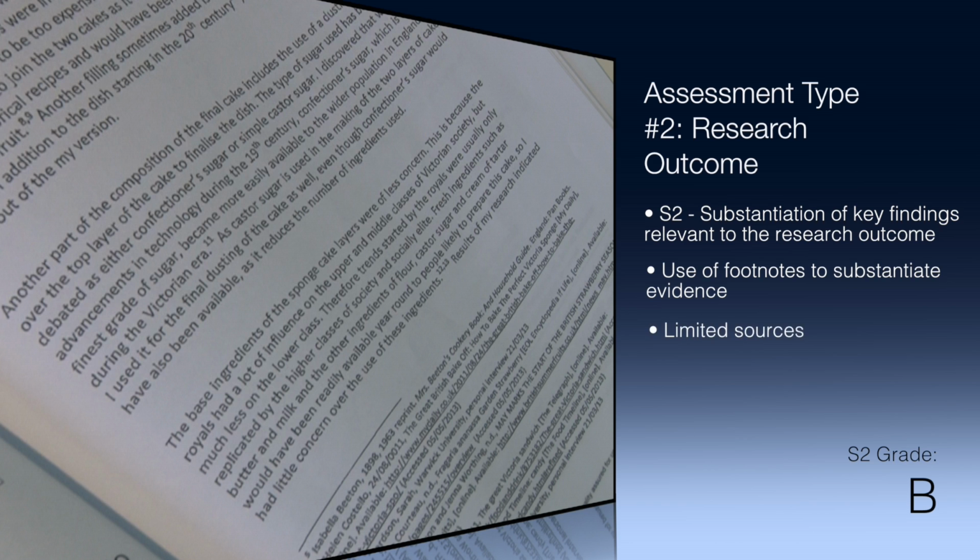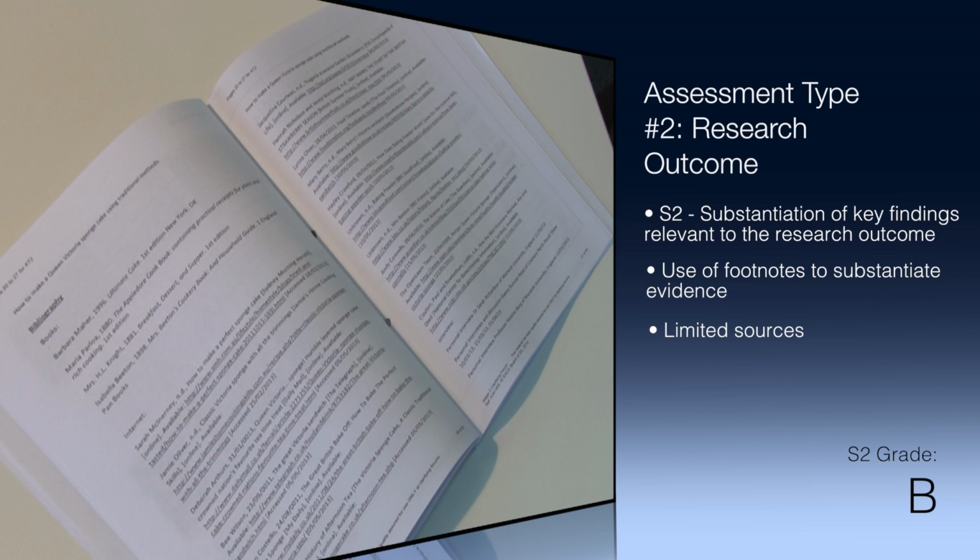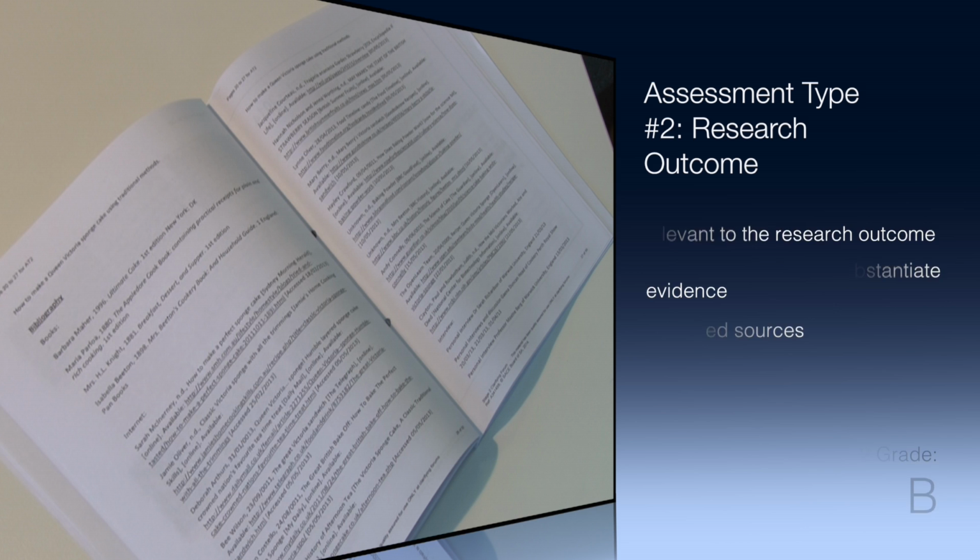However, the footnotes are from a limited number of sources. So although it's mostly referenced, mostly substantiated, it's not insightful or thorough. Although there's a lot of them, they've all come from one or two or three sources. So it's at the B level.